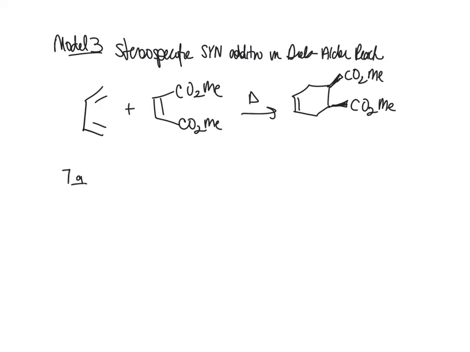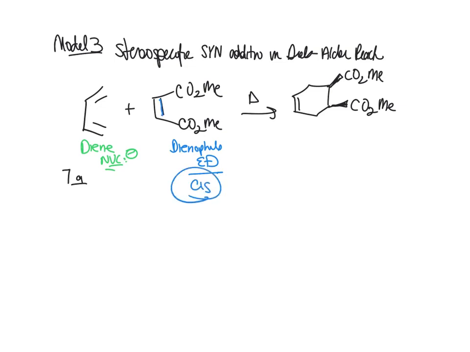7A. In Model 3, label the diene and dienophile. And you always want to do this. So this is your diene, which is your nucleophile. And this is your dienophile. The geometry of the dienophile is, so both those ester groups are on the same side.